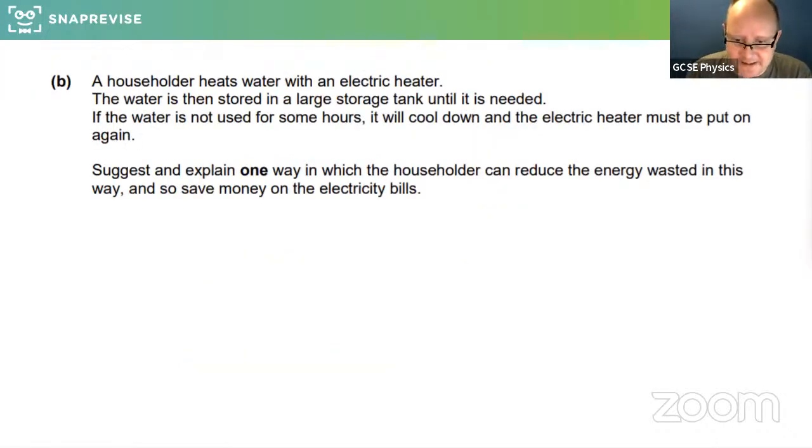Let's have a look at a typical question here. This is an OCR question. It's a foundation level question. I'll read through this and we'll think about the answers. So a householder heats water with an electric heater. The water is then stored in a large storage tank until it's needed. If the water is not used for some hours, it will cool down and the electric heater must be put on again. Suggest and explain one way in which the householder can reduce the energy wasted in this way and so save money on the electrical bills.